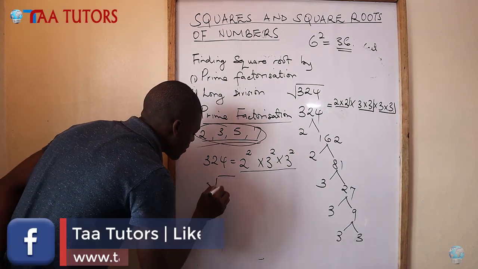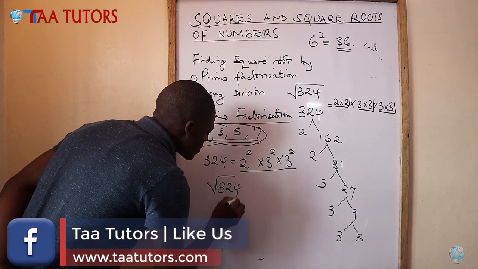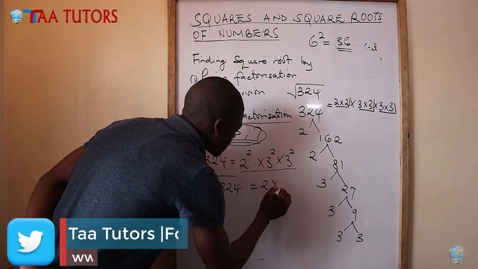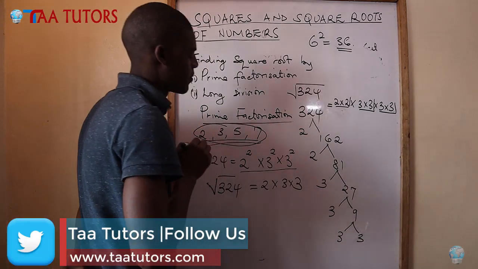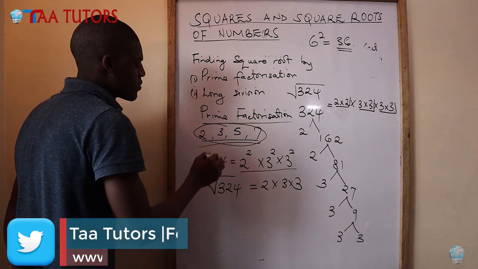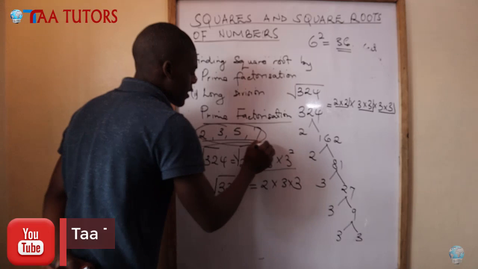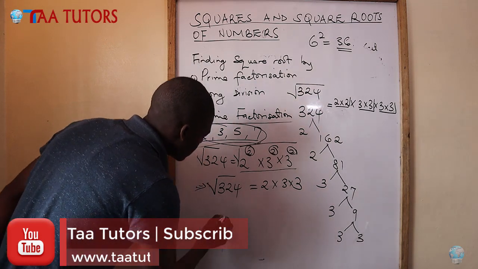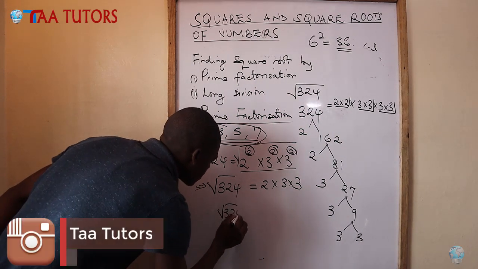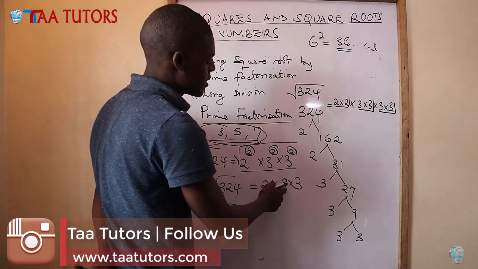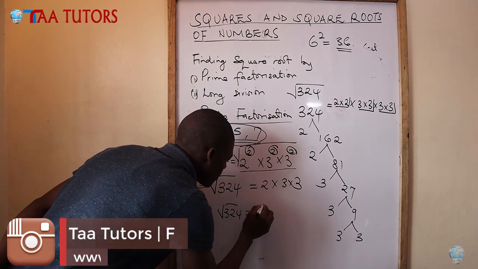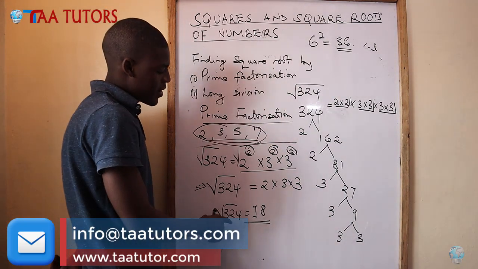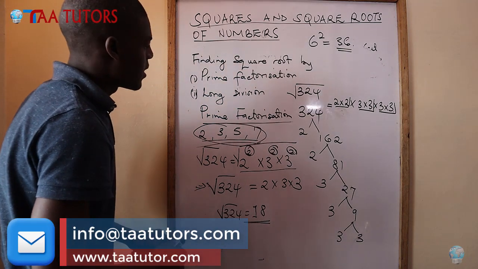Now the root of 324 will be equal to 2 times 3 times 3. You remember that when we find square roots, it is on both sides so that these are eliminated. Now, the root of 324 will be 2 times 3, which is 6. 6 times 3 gives us 18. The square root of 324 is 18.